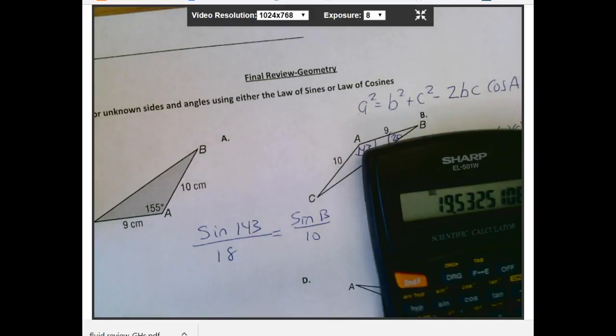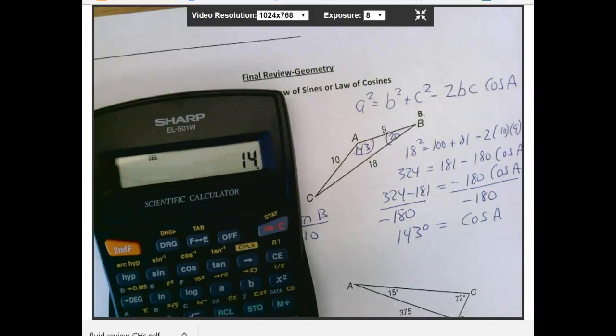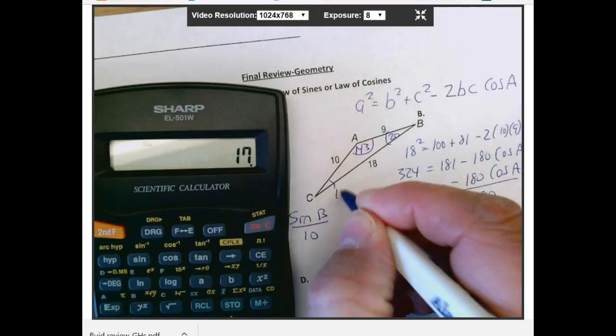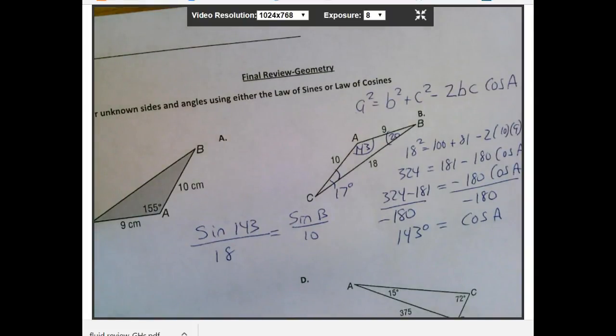And then if we just take 143 plus 20, we get 163. And then if we take 180 minus 163, we get about 17 degrees for that one. It all makes kind of sense. So that's how you do that one when you just have sides. That's a good example there. I'm not going to do any more of those.